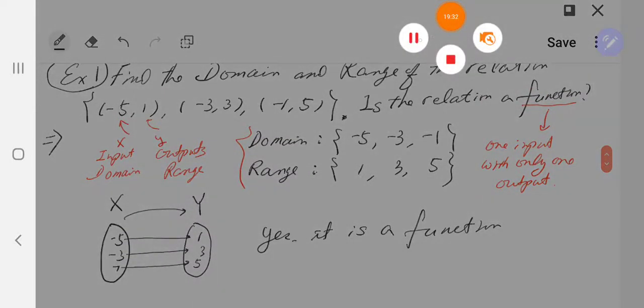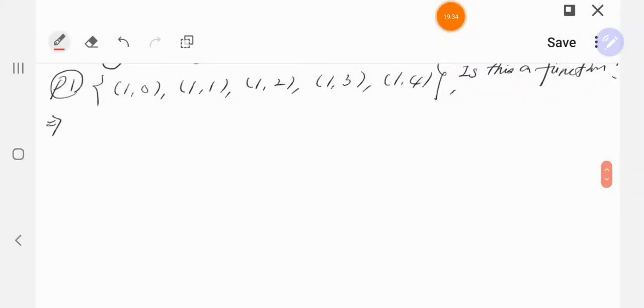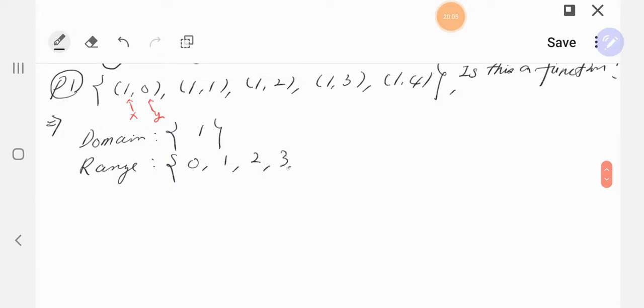Problem 1 is also simple. Let's try. All right, from here, let's find the domain. So domain is the set of all the x values, right? Domain is the set of all the input values. So domain is in brackets, and x is 1, 1, 1, 1, 1. Only 1. How about range? Range is the set of all the output values, which is 0 for the first point, 1 for the second, 2, 3, and 4.